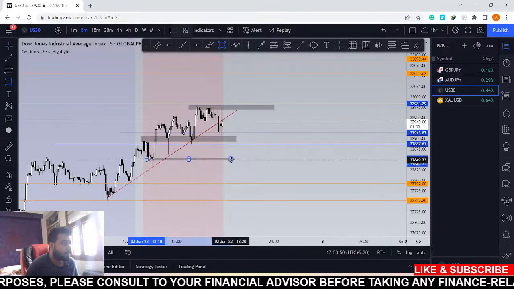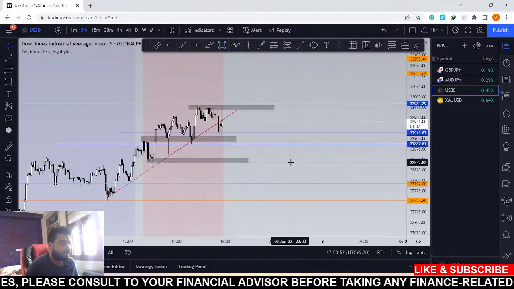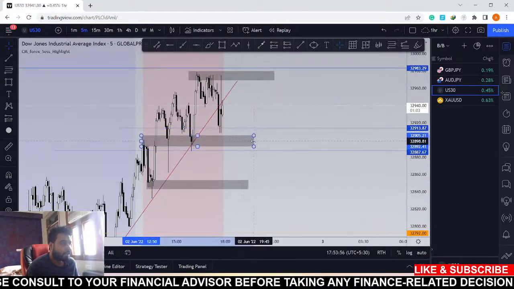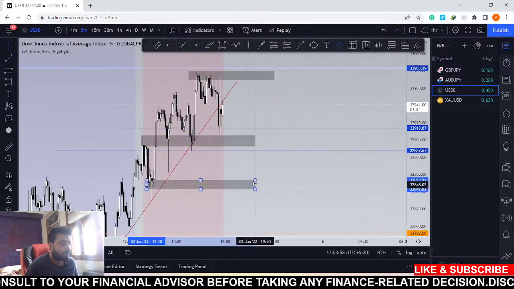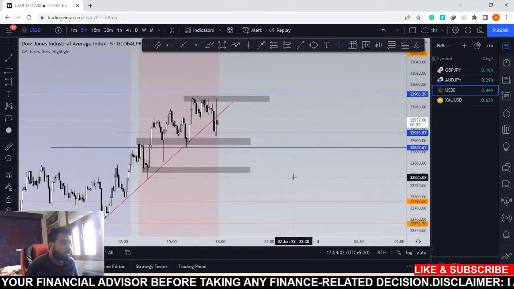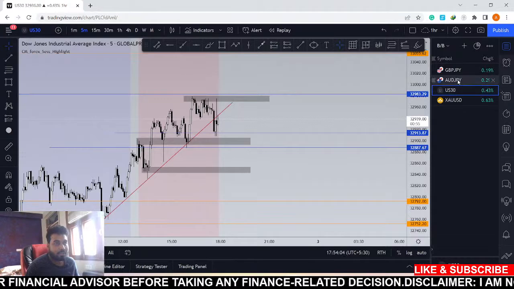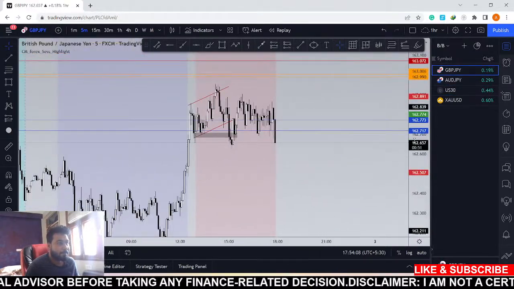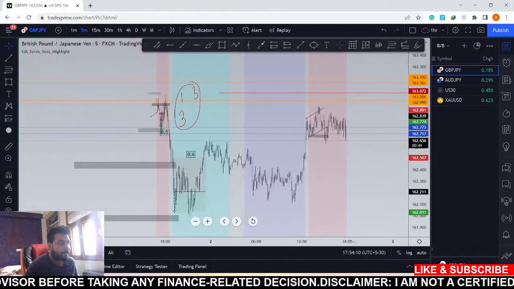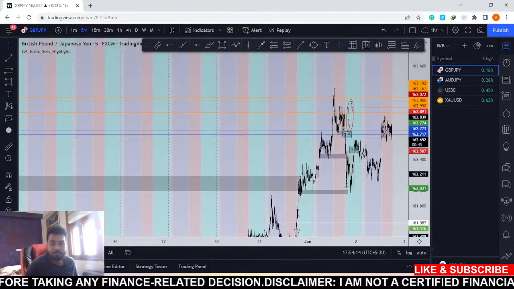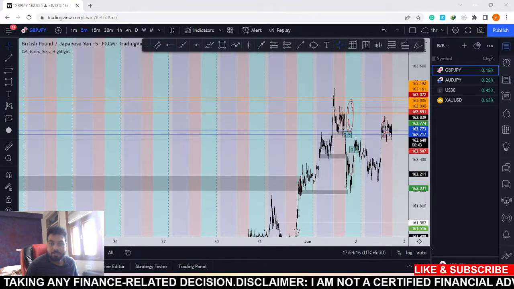Then we are having some sort of resistances at this area. And why we are marking this? Because sometimes what happens when you take an entry in the trade, you will start hesitating where you will place your take profit. So that is why. Just give me a second.